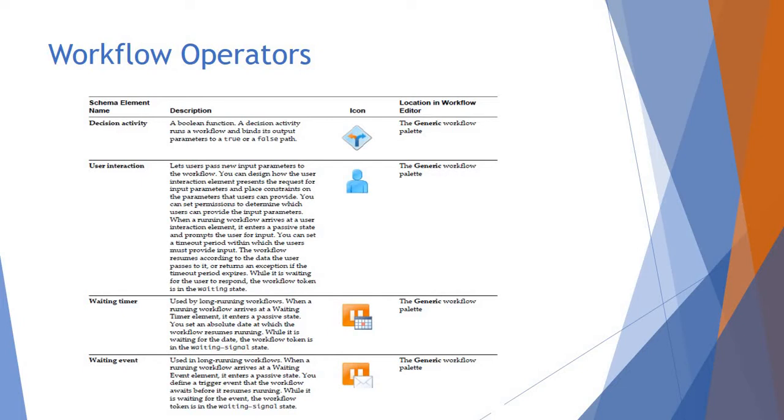Waiting event. Used in long running workflows, when a running workflow arrives at the waiting element, it enters a passive state. You define a trigger event that the workflow awaits before it resumes running. While it is in waiting state, the workflow token is in waiting signal state.